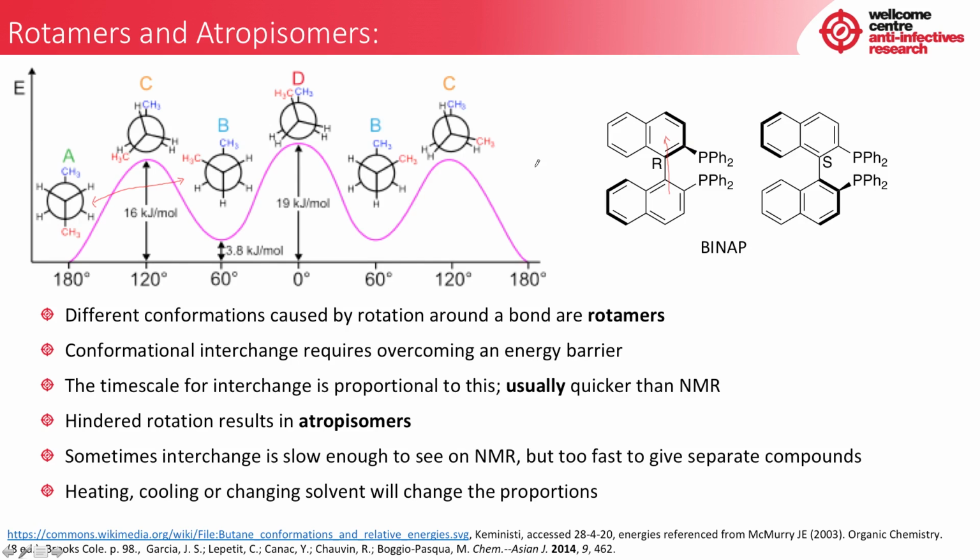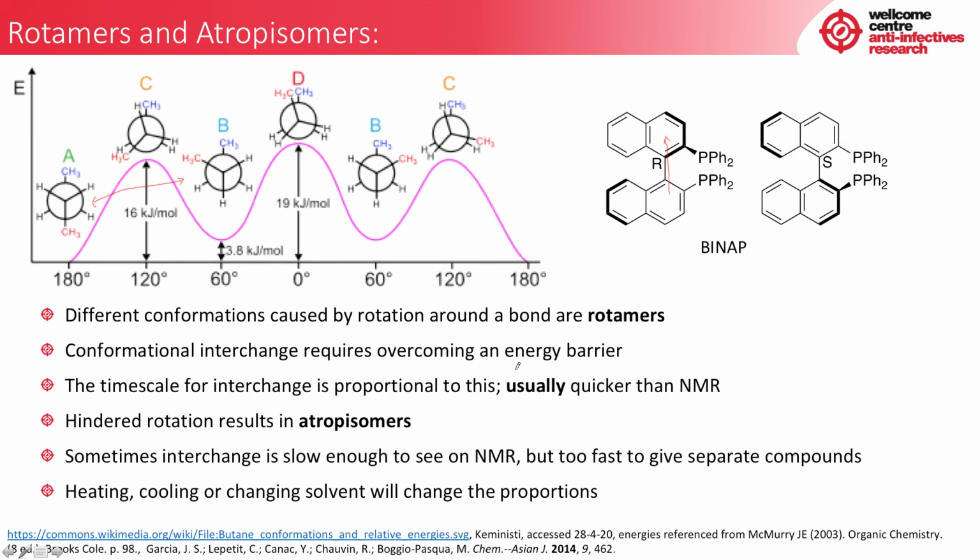And they come as these powders. What we often end up with is something in between. And a classic example of that is when the interchange is slow enough to see in the NMR, but too fast to give two distinct compounds that you can separate and handle.